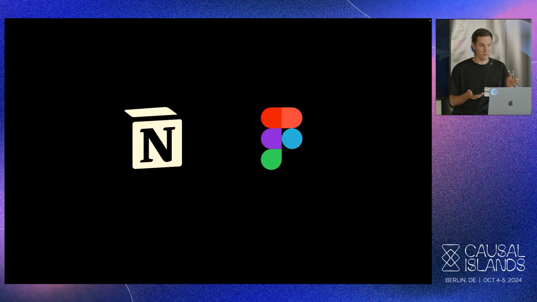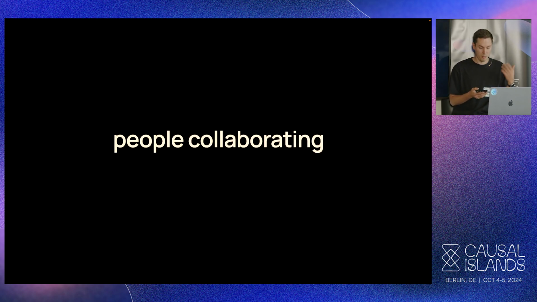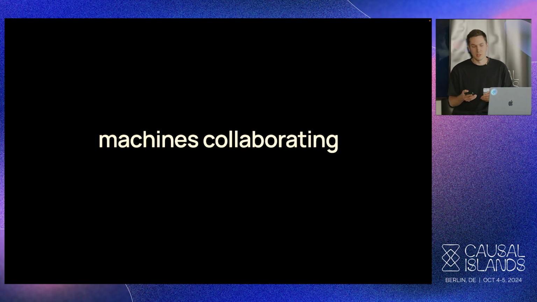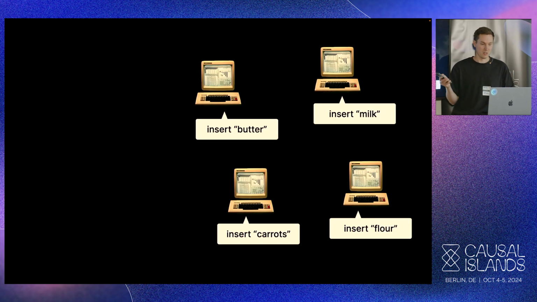I saw shiny new apps like Notion and Figma and I'm like, wow, this really high fidelity multiplayer is really cool. I want that. People collaborating is obviously the central thing. Under the hood, that means that machines need to collaborate. So how can we do something like that? Let's say we want to do something as simple as collaboratively working on a list of items, like a shopping list. So you have these machines and they each want to contribute their stuff.